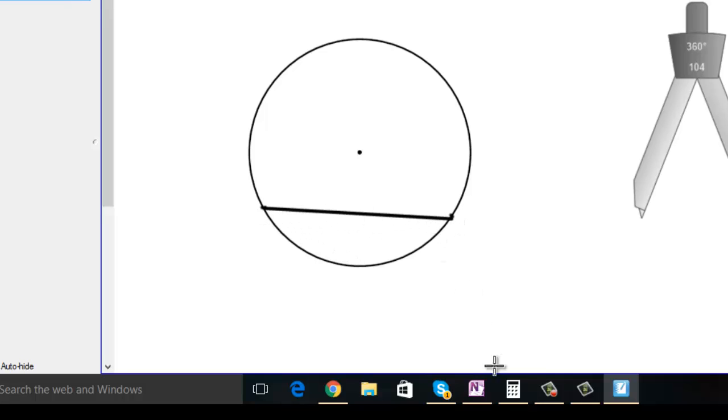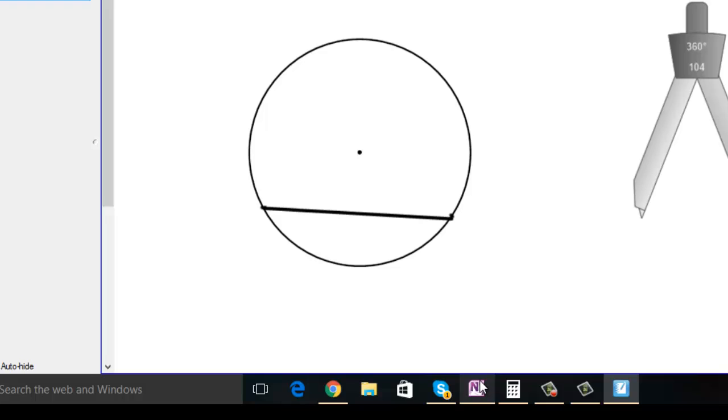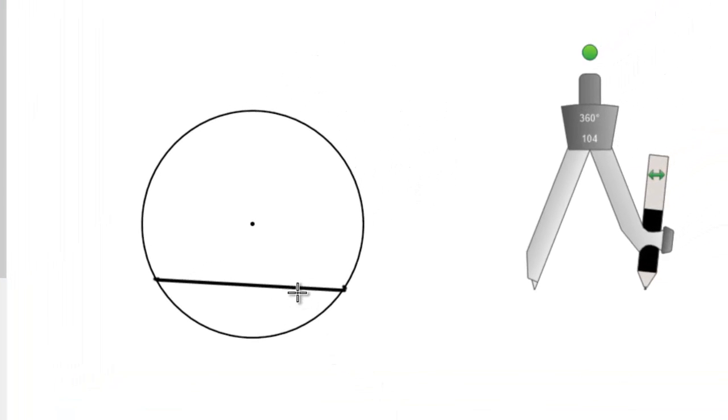Is this the diameter? No. Why? Because in red it's saying through its center. So this line has to pass through the center. In this case, this is not the diameter. The right diameter is a line that is coming from any point, and it has to pass through the center. Can you see? I'm trying to pass through the center. In this case, this is a diameter. This is a center, and these are two points.